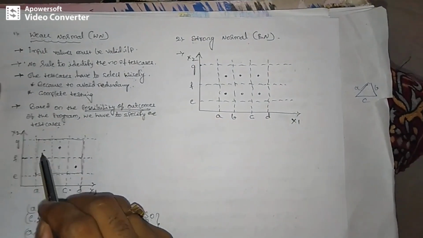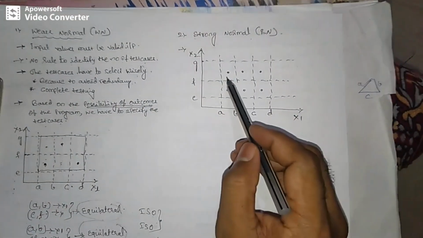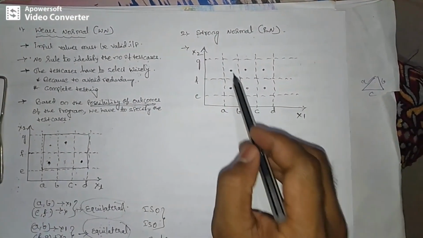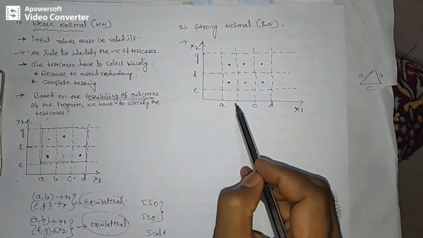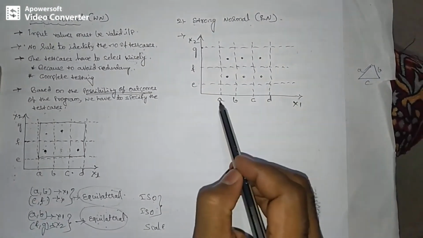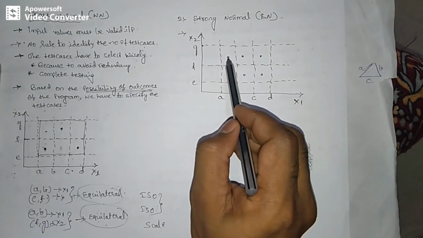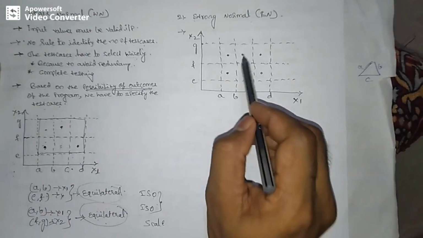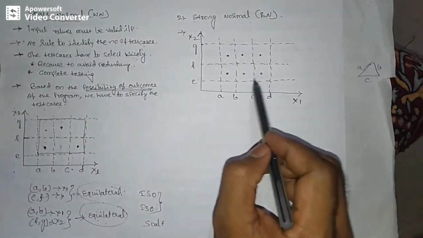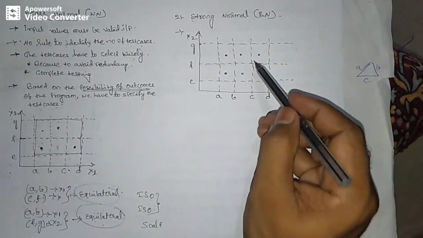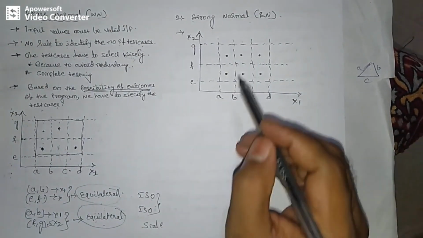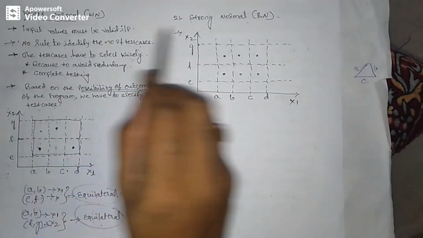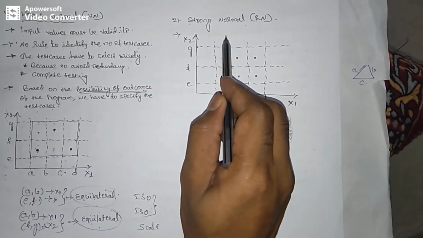Here I have selected partitions wisely, but here I have selected all the valid input variable partitions. That is A to B, E to F, this is one partition; A to B, F to G is another partition. So I'm writing 6 test cases for a program, and then I'm going to test it. The meaning is, compared to weak normal and strong normal, here we are giving a valid input variable, and here also we are specifying the valid input variables.